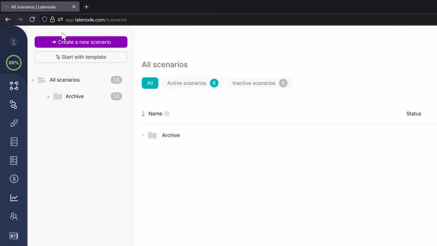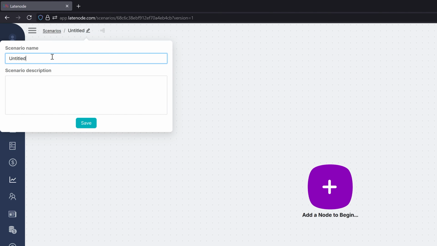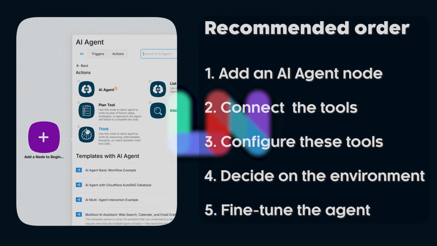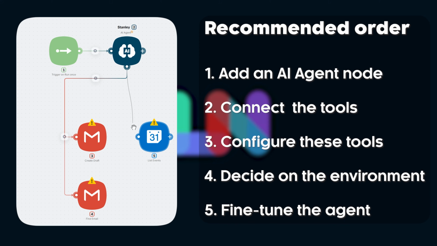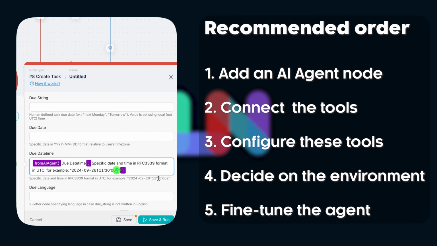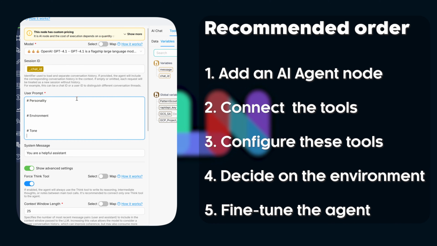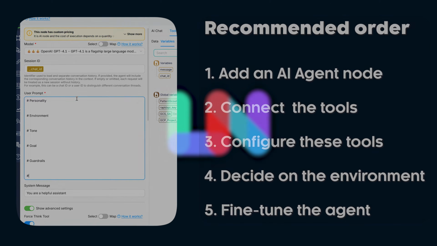And it's time to get hands-on. I'm going to show you how to build an AI agent in Latenode using a personal assistant as our example. I would recommend building an AI agent in this order. First, you add an AI agent node and then connect the tools you want. Configure these tools and decide the environment where the agent will run. Only then fine-tune the agent itself: set the memory settings, write the system prompt, and choose the model.